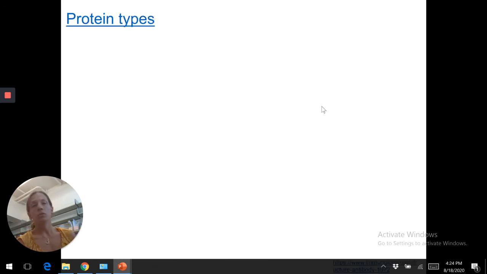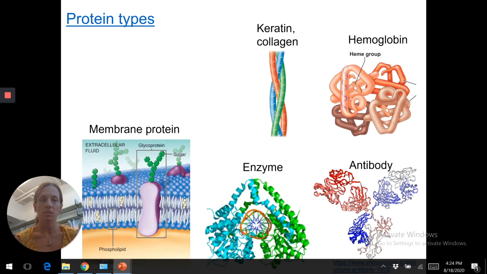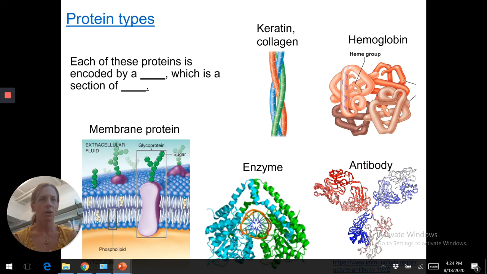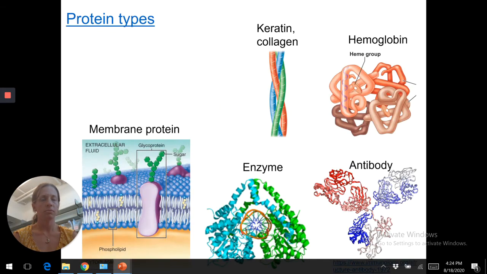So let's go over to some types of proteins. So kind of getting back to the idea of how can we have these different proteins produced in cells that are genetically identical, and why do those different proteins matter? Like, how does that matter?